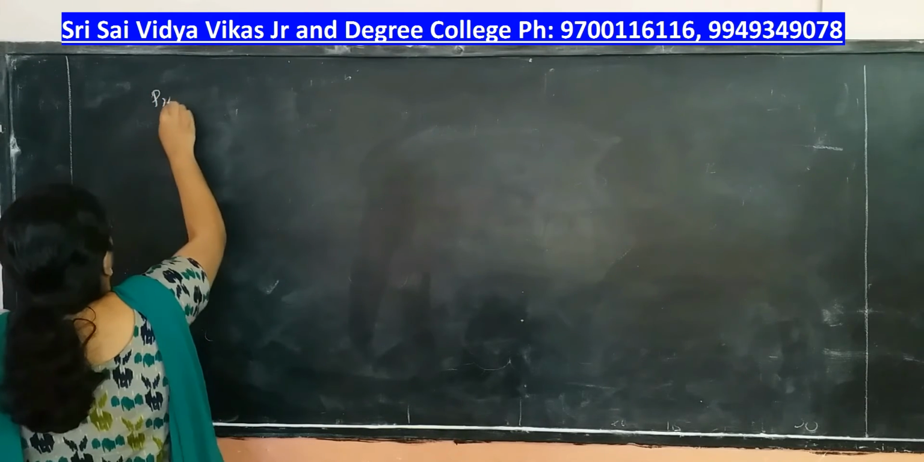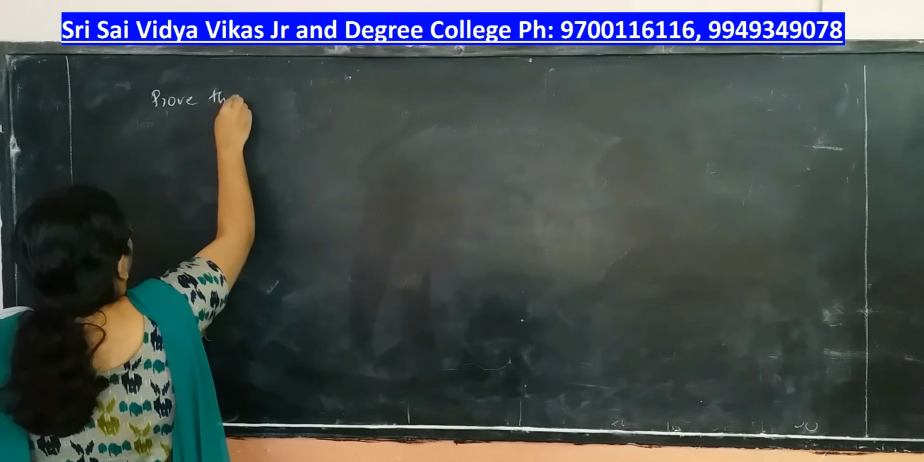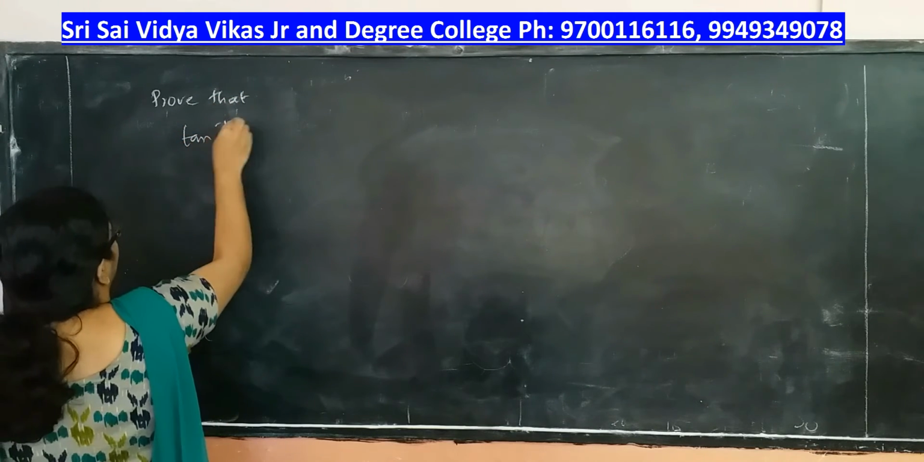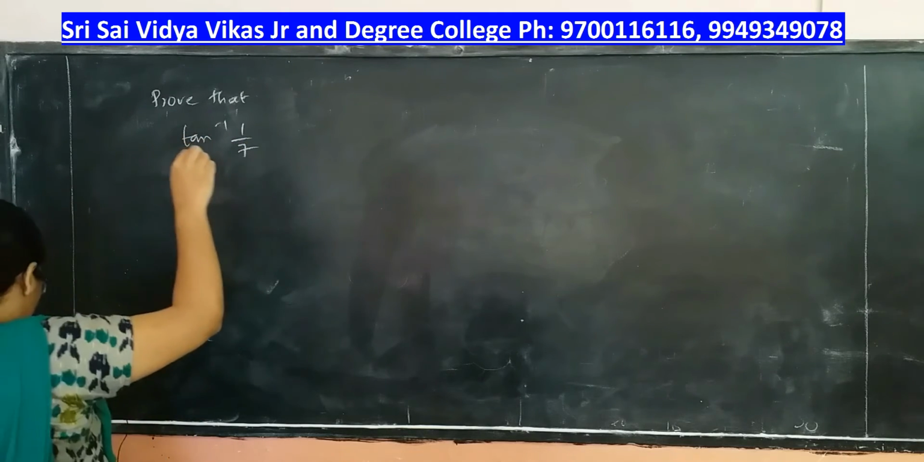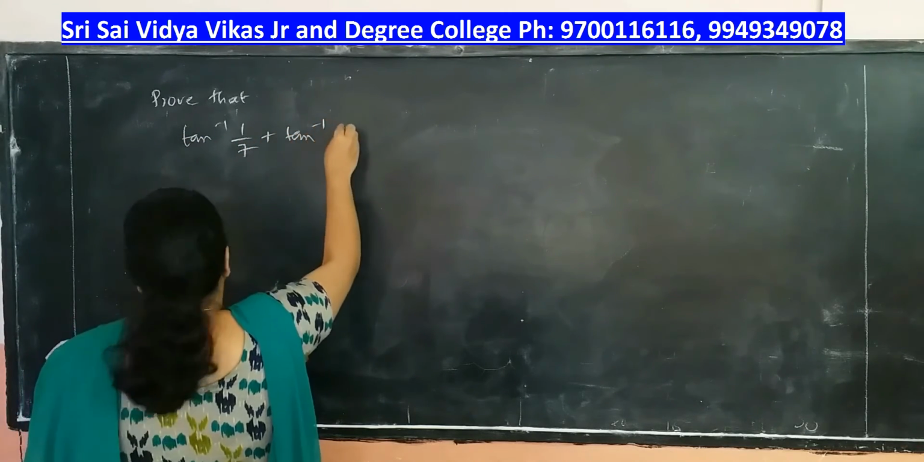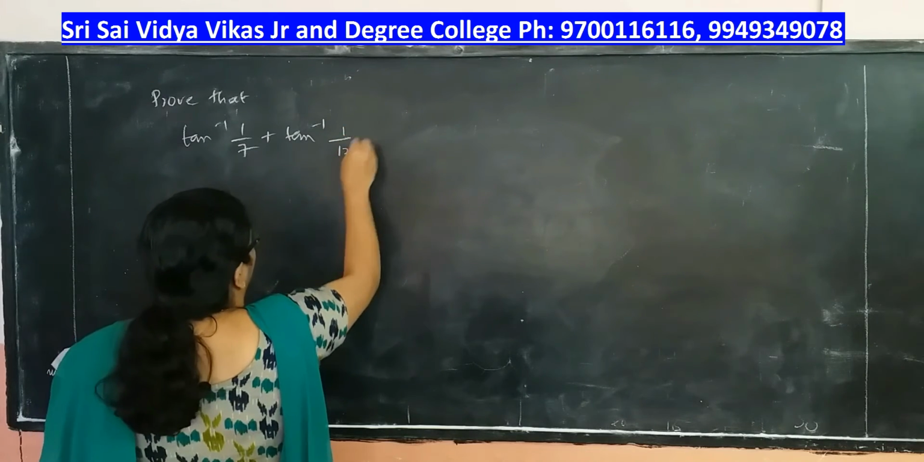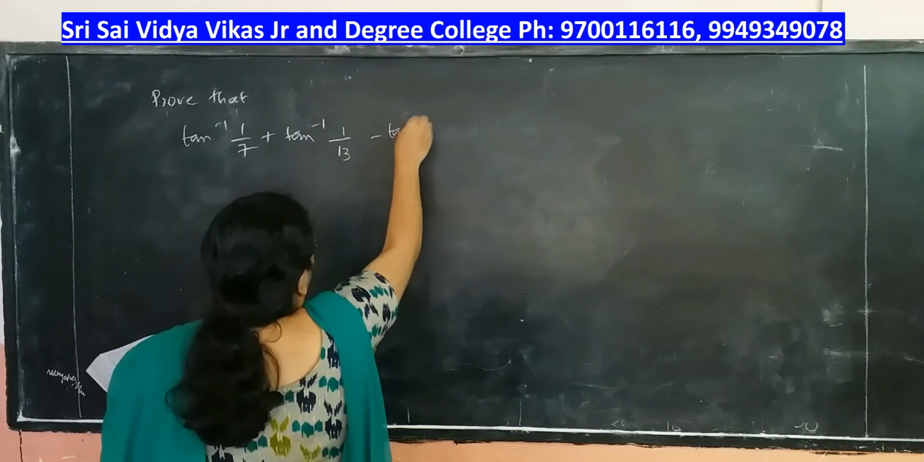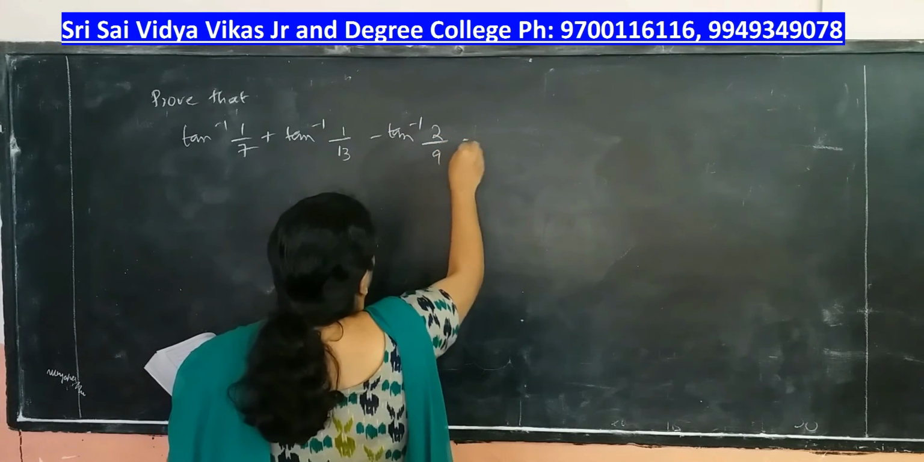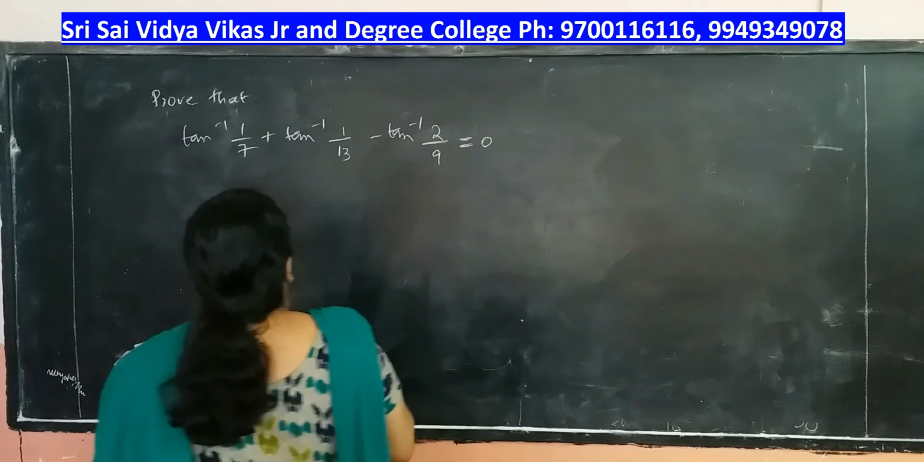Prove that tan inverse 1 by 7 plus tan inverse 1 by 13 minus tan inverse 2 by 9 is equal to 0.